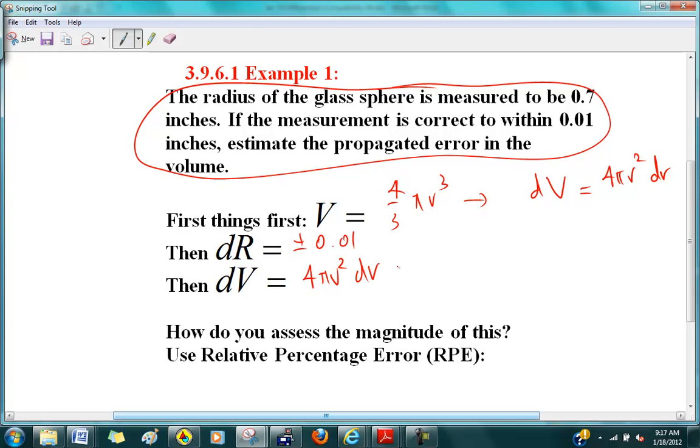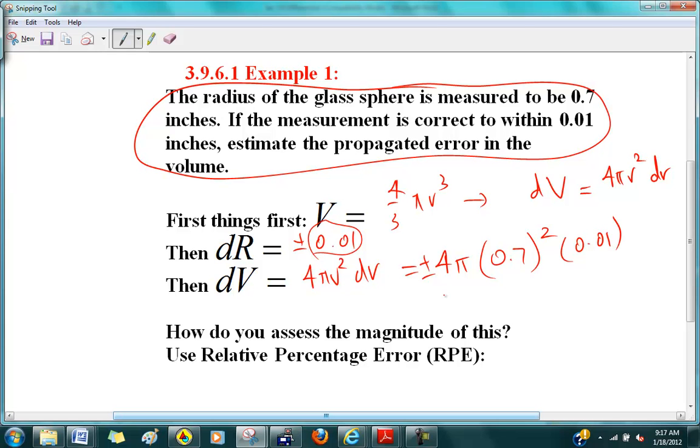Remember, dv is going to be the change in the volume, or the error in the volume, whatever terminology you want to use. So we're going to go 4 pi. What is the nominal radius? What is the theoretical radius that I want the sphere to be? No, the radius, not the error, the actual radius. Oh, sorry, my bad. What did you say? 0.7. Thank you. I was thinking of another problem. And what's dr? So I'm going to put my plus or minus here.